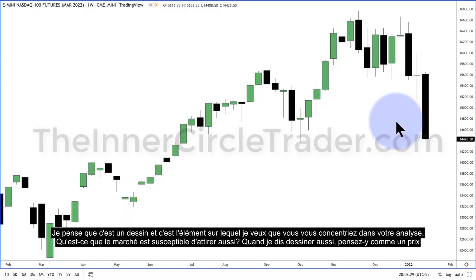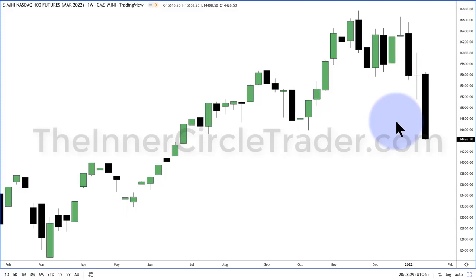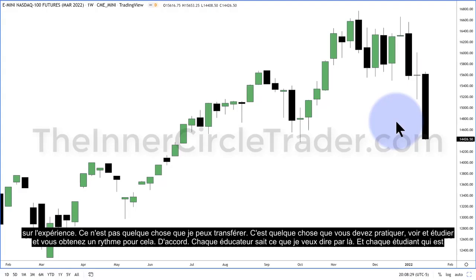When I say draw to, think of price as a paper clip, okay? And then you have this magnetic impulse that specific price levels and seasonality will put on price. It'll cause price to gravitate towards certain levels. And the measure of speed and magnitude that it moves to get to these levels, you learn that over experience. That's not something I can transfer. It's something you have to practice and see and study, and you get a rhythm for it, okay?